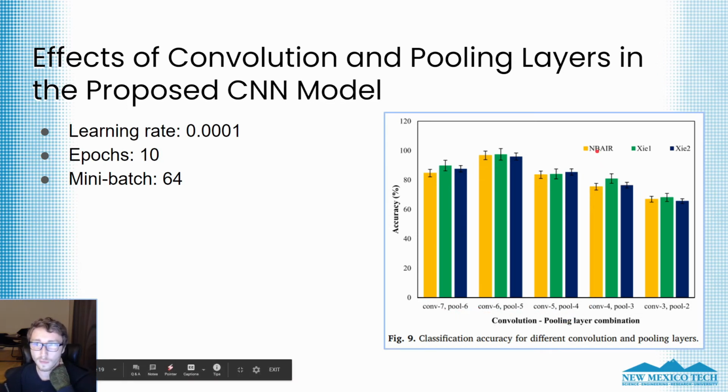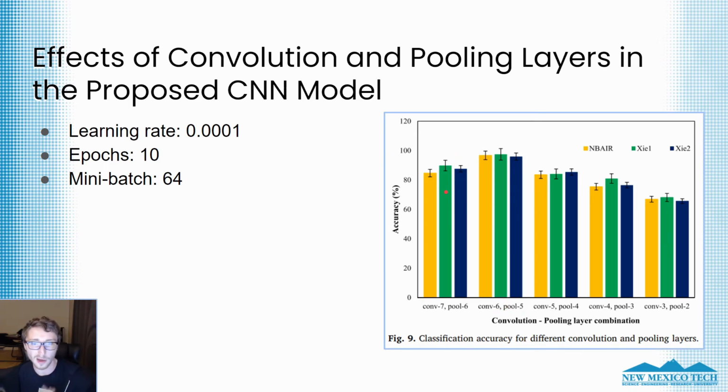They tested this for each data set, NB-AIR in yellow, XIE1 in green, and XIE2 in blue. So as you can see, the accuracy increased quite a bit up until convolutional size 6 and 5 pooling layers. After this, the accuracy started decreasing, and the authors figured that any further increases would also lead to further worse accuracy.